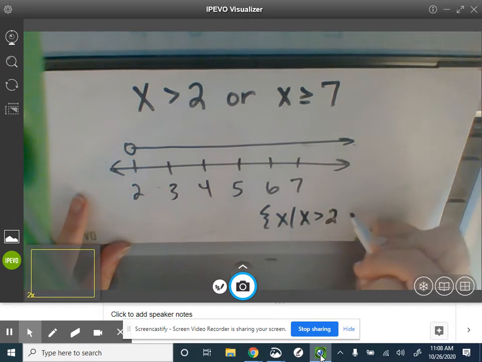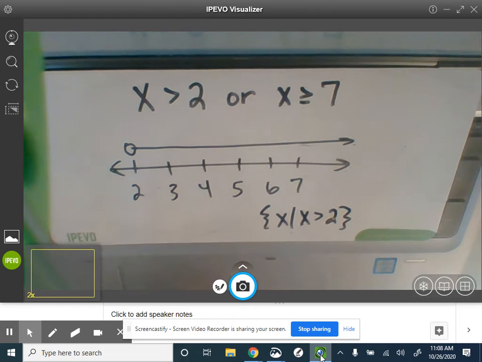This one's just going to be x is greater than 2. Because if only one has to be true at a time, if you're greater than 2, you're always going to be greater than or equal to 7. So we only have to keep one of them.